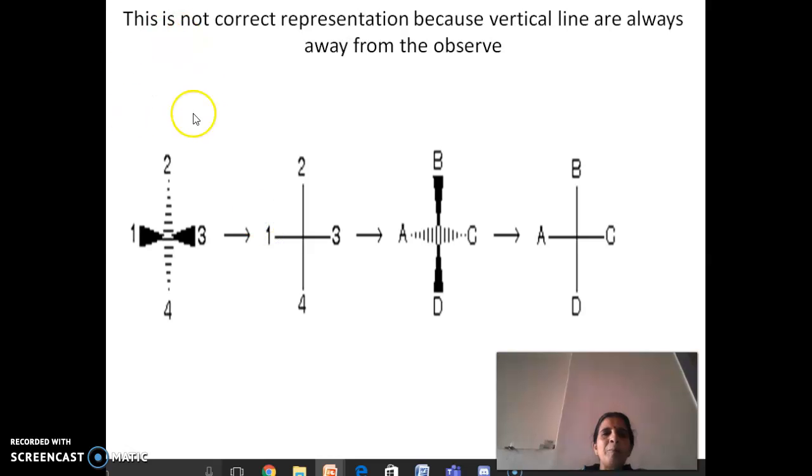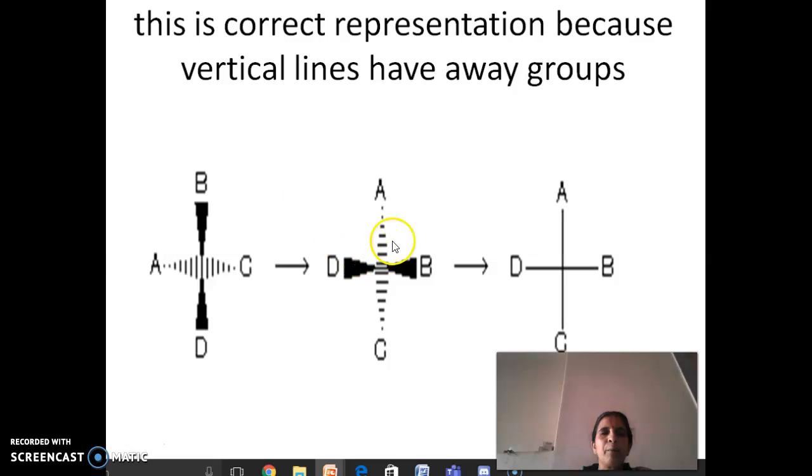For example, these are the four Fischer projections given for the stereoisomer having only one chiral carbon atom. But these representations are wrong because the vertical lines are always away from the observer. This is a correct representation, wherein you can see the vertical lines have the groups which are away from the viewer.